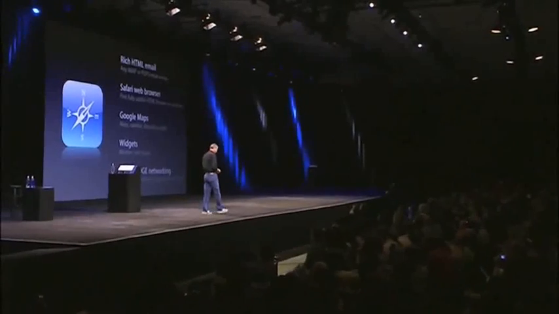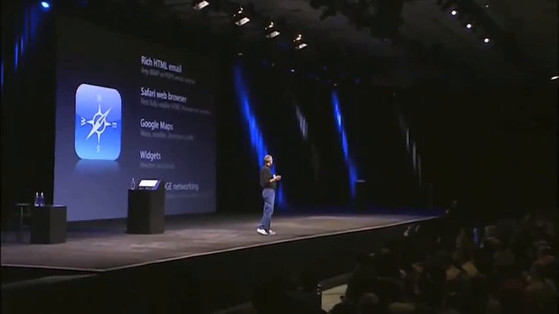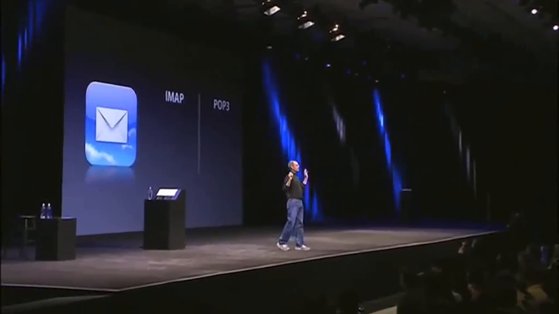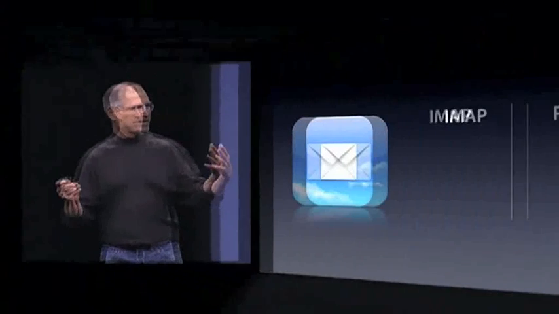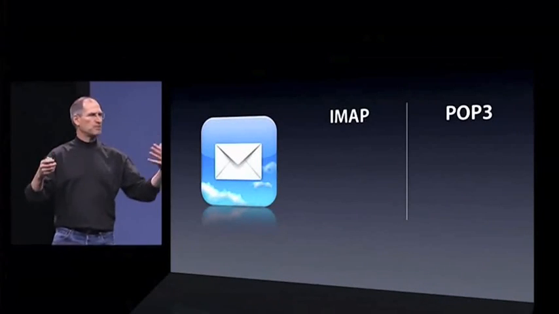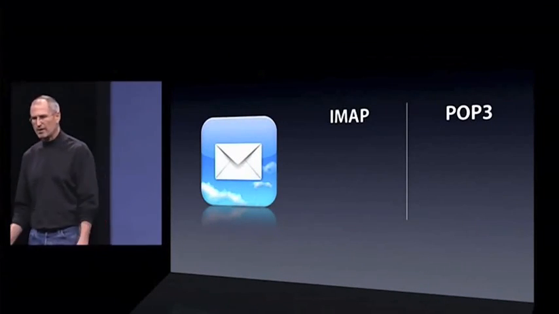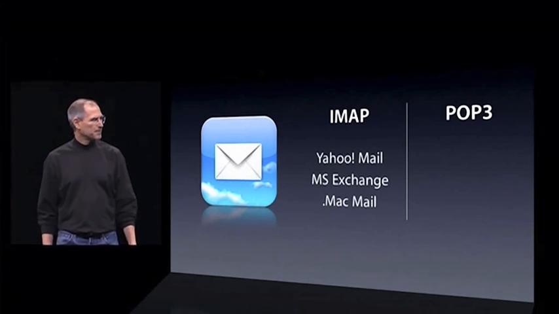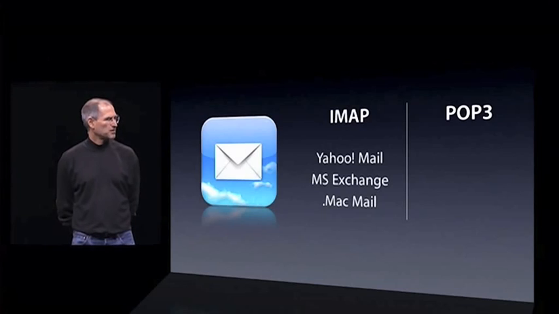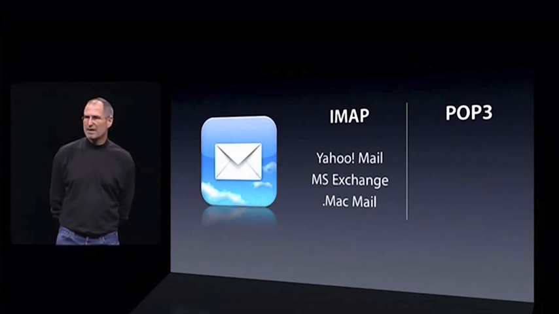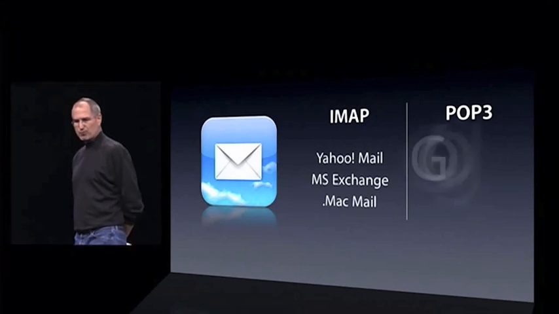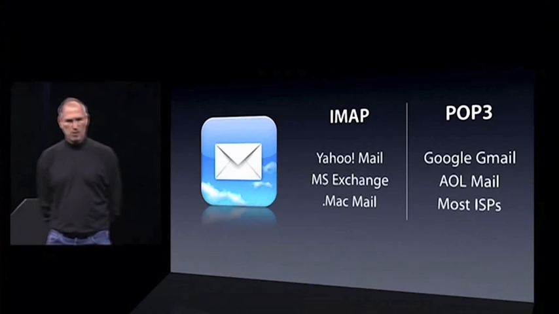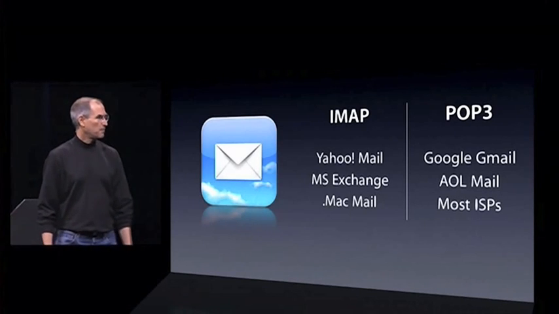Now, I want to take a second and talk about email. We hook up to almost any IMAP or POP3 mail service. I just want to give you some examples. IMAP, of course, is the best because you can keep your folders and all your email on the server and access it from anywhere. Yahoo Mail is IMAP. Microsoft Exchange has an IMAP option, and obviously .Mac Mail is IMAP as well. POP3, Google Gmail, AOL Mail, and most ISPs are POP3 email.